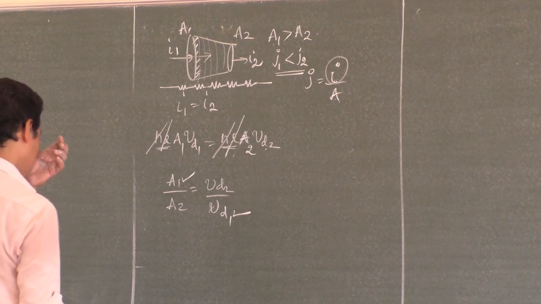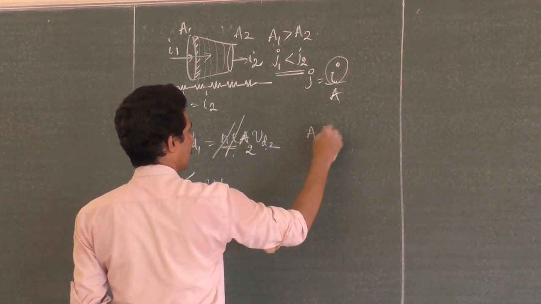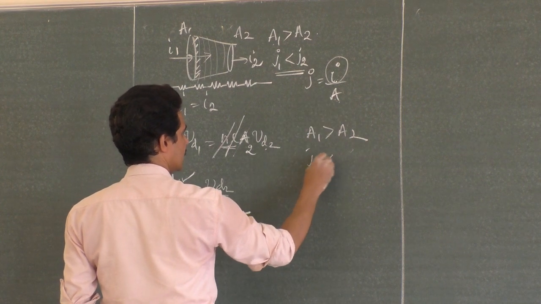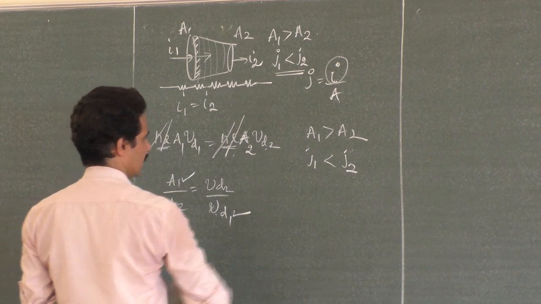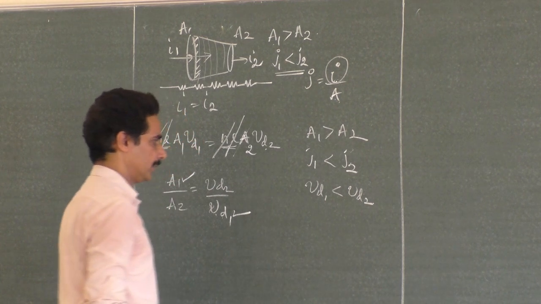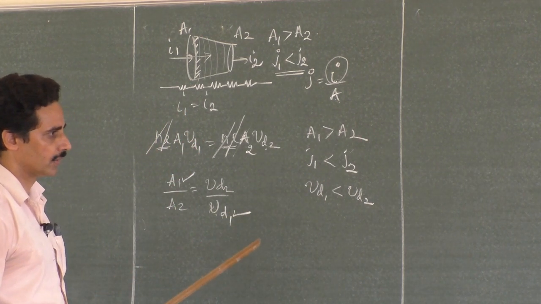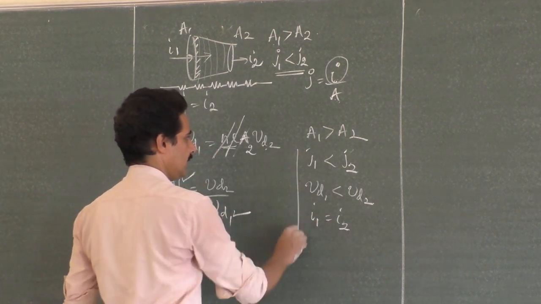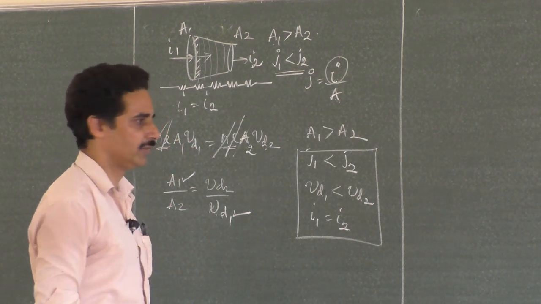Now, if it is so, how can you write this one? So, area 1 is greater than area 2, but J is inversely proportional to A, so J1 is less than J2, and again drift velocity is inversely proportional to area, so VD1 is less than VD2. Now going back to the problem. So, A1 is greater than A2, and I1 is equal to I2, J1 less than J2 and VD1 less than VD2.